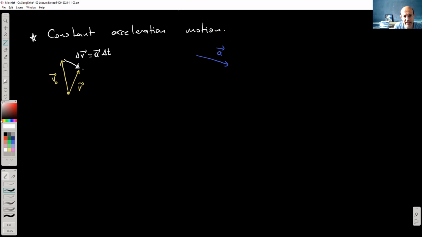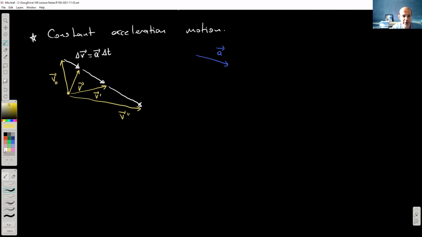And so as a result, I can just continue with this. So I can look at all the other times in here. So at a later time, perhaps the velocity would be like this. So let me call this v prime, for example. At much later time, the velocity would be like that. So that's v double prime and so on. So in all of these cases, the changes in the velocity are always in the same direction. Okay, so I can then continue like that in here.